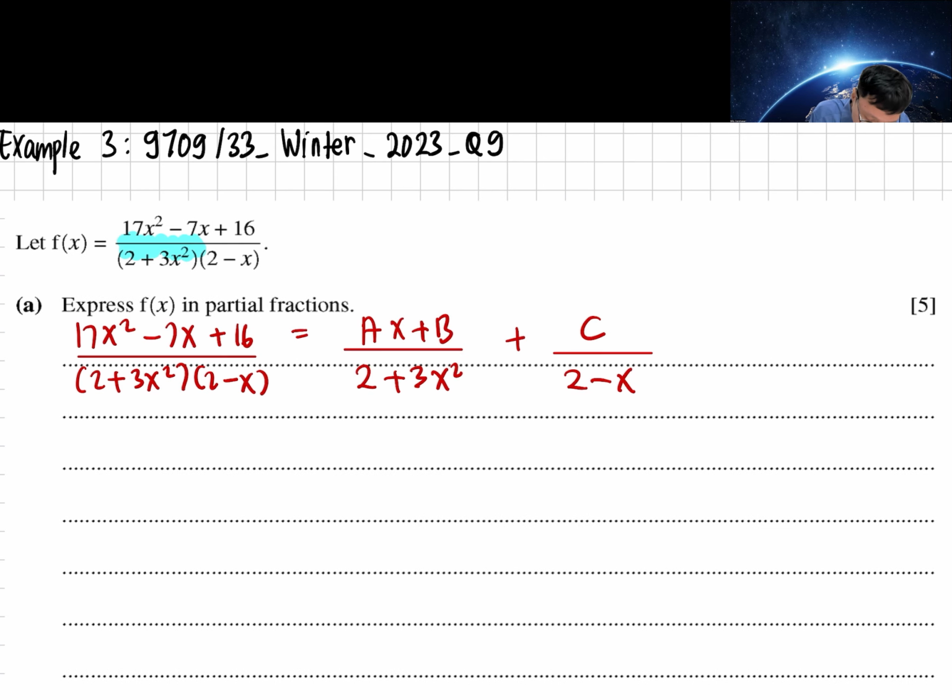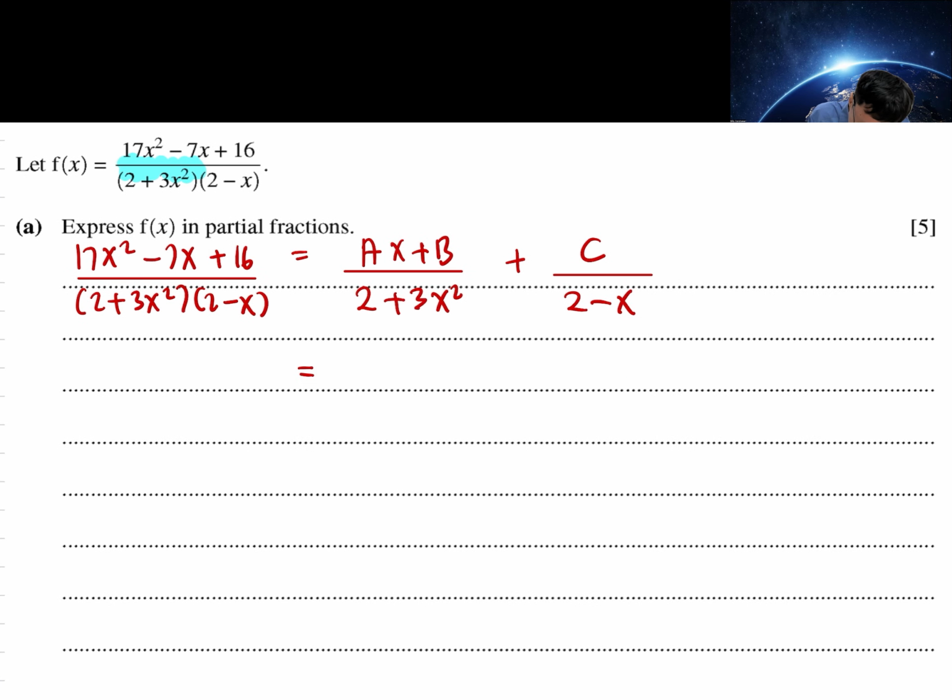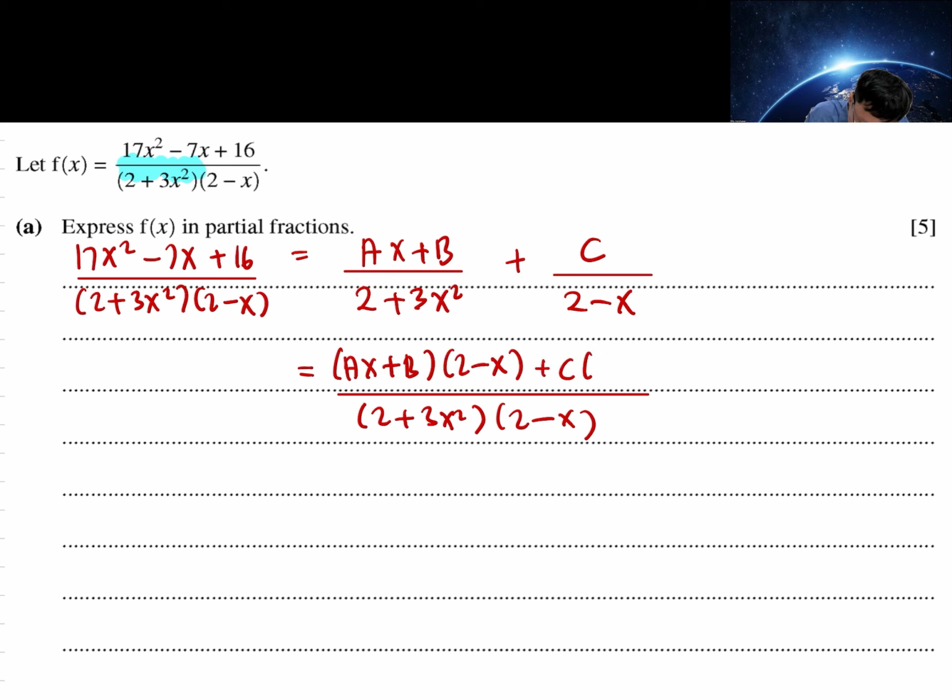So now we can combine once again. So I have 2 plus 3x squared times 2 minus x, and we can combine them: Ax plus b times 2 minus x plus c times 2 plus 3x squared. Once again, if you have an irreducible quadratic in the denominator, the top part has to be linear, one degree less than that, which is ax plus b.